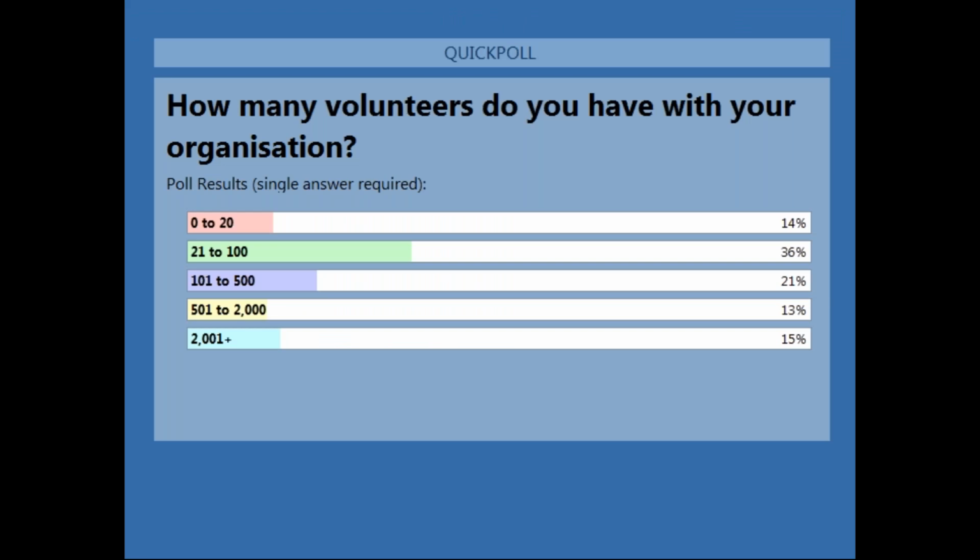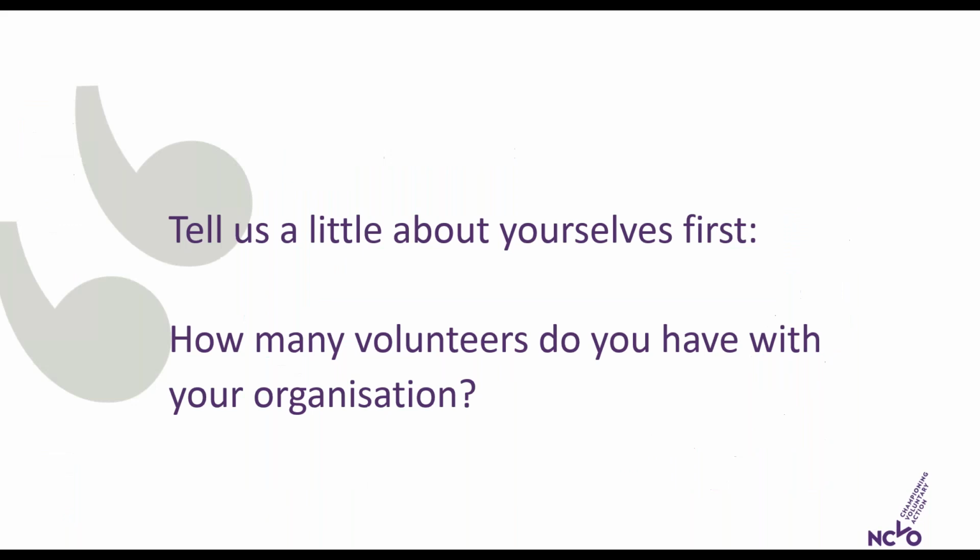So the poll results are in. Most people have between about 21 and 100 volunteers, but a good spread actually, between 0 to 20 right through to 2,000 plus. So a nice even spread. What we'll try and do through today's presentation is keep in mind the size of organisations and the numbers of volunteers that you're working with.